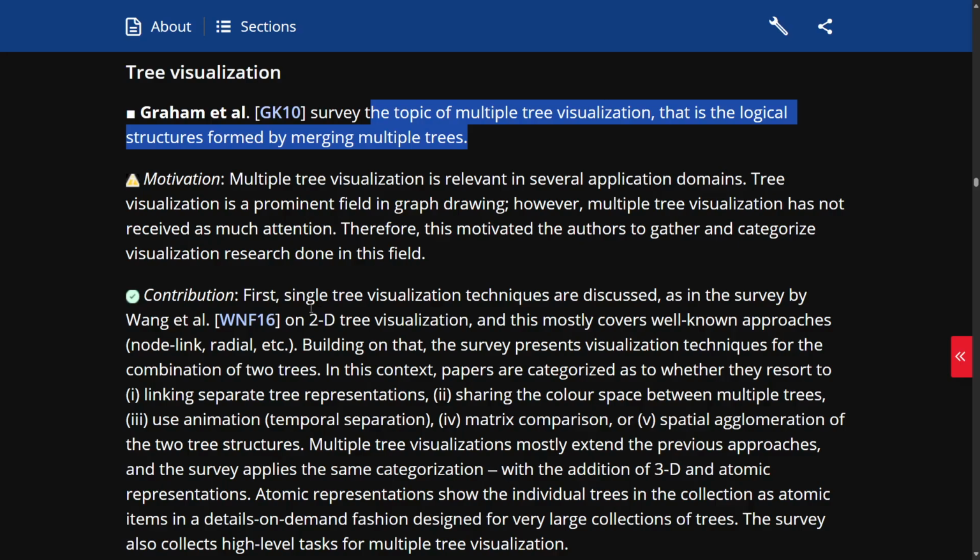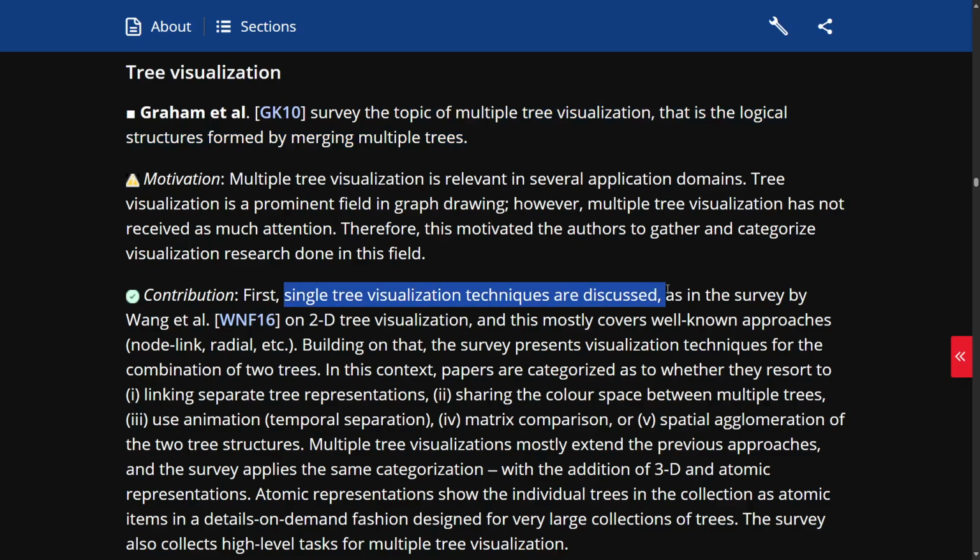Image contribution. First, single tree visualization techniques are discussed, as in the survey by Wang et al., WNF16, on 2D tree visualization, and this mostly covers well-known approaches, node link, radial, etc. Building on that, the survey presents visualization techniques for the combination of two trees. In this context, papers are categorized as to whether they resort to 1. Linking separate tree representations, 2. Sharing the color space between multiple trees, 3. Use animation, temporal separation, 4. Matrix comparison, or 5. Spatial agglomeration of the two tree structures.